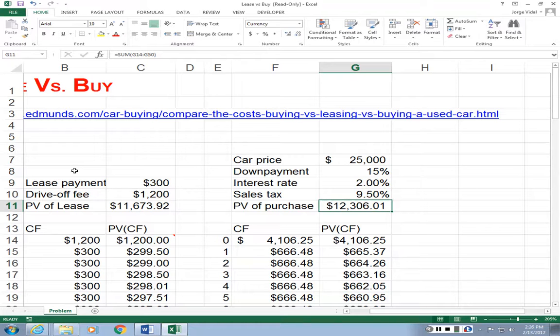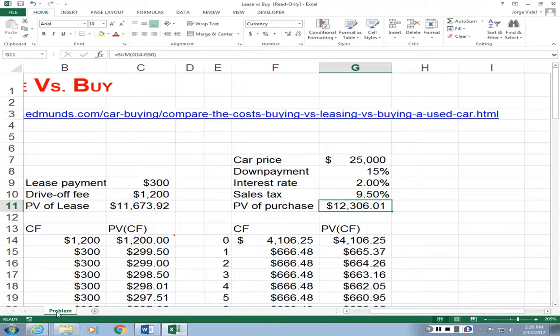Any questions about this one? No? Okay. Before I do the next lease versus buying, because this is personal, so we're going to do one for the company. And when you do it for the company, you have to consider the tax effects and the tax consequences.